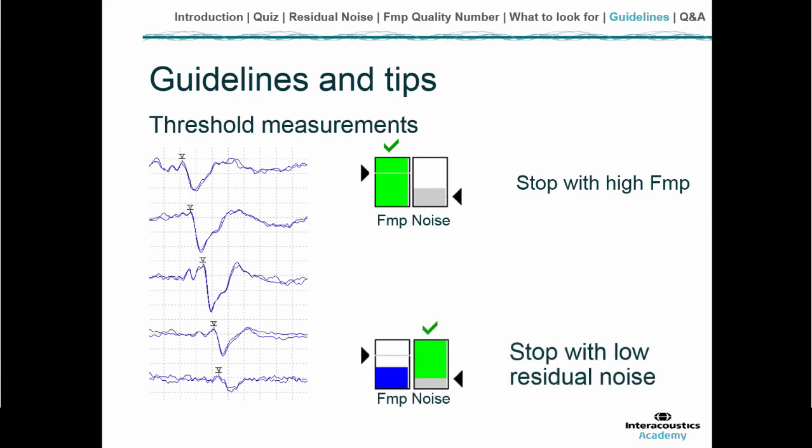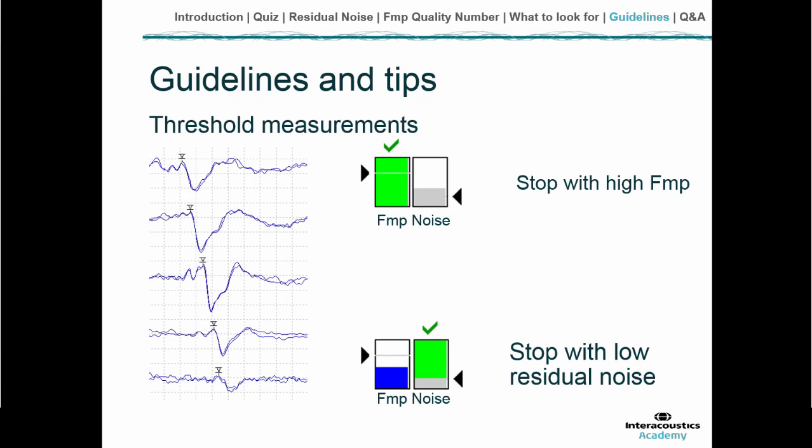And how do you do that? At the lowest levels, you stop when the residual noise is at what we call a low level. So that could be the 50 nanovolts for adults, or it could be the 25 nanovolts for the babies. You might see that when the noise is low, the FMP number is not so high yet. Well, that just means that either there is no response present anymore at the level that you measured, or the response is so small that you can visually see it with your eyes in line with the previous recordings, but it's just not confirmed by the mathematics of the system. So at low levels, stop with low residual noise.